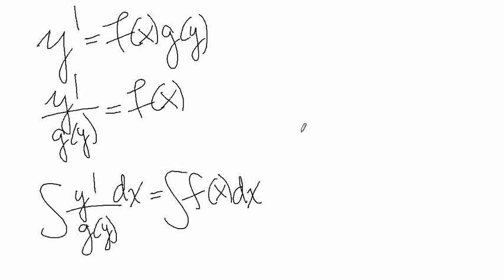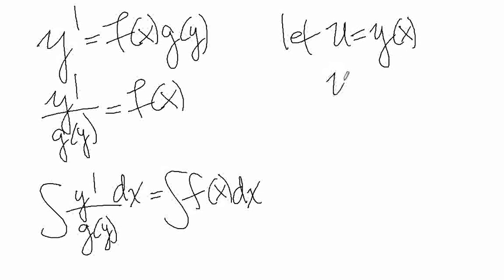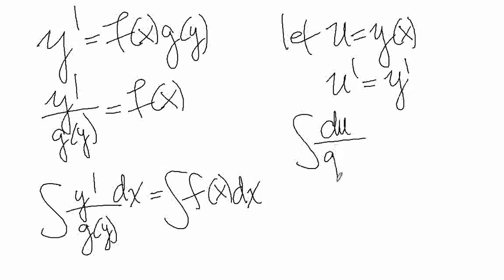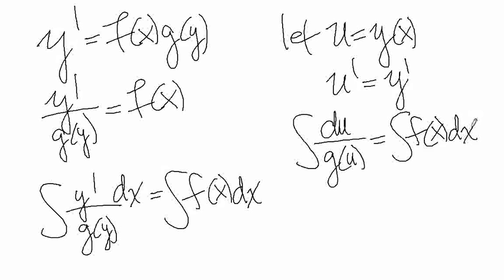All right, so far so good. Now let me simplify the left side by using the method of u substitution. So let's let u equal y of x. So in that case, u prime will equal y prime. And that implies that the left side is equal to the antiderivative of 1 over g as a function of u with respect to u. And that is still equal to the antiderivative of f of x with respect to x.